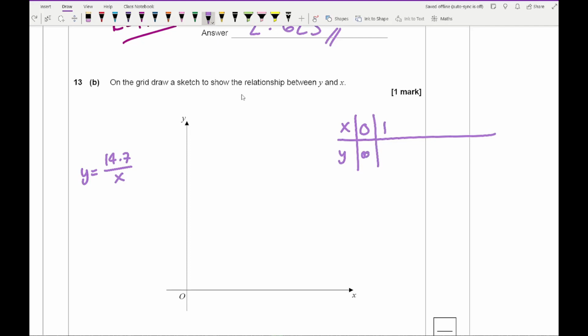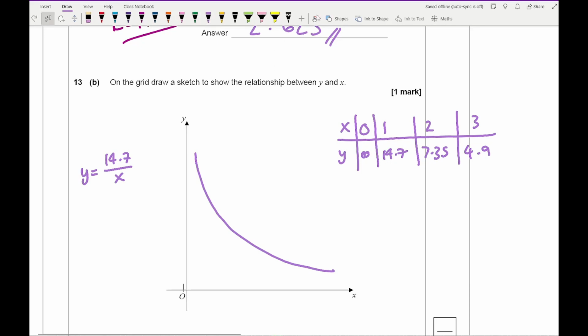At 1, it's going to be 14.7. When x is 2, it's going to be half of 14.7, which is 7.35. At 3, it's going to be 14.7 divided by 3, which is 4.9. So generally speaking, what the graph is going to look like, it's going to look something like this. Now I strongly recommend you do not add numbers to the axes. If you do, it just makes it a little bit more difficult, but I would say that your graph should look something that looks like a curve shape starting high and ending low.